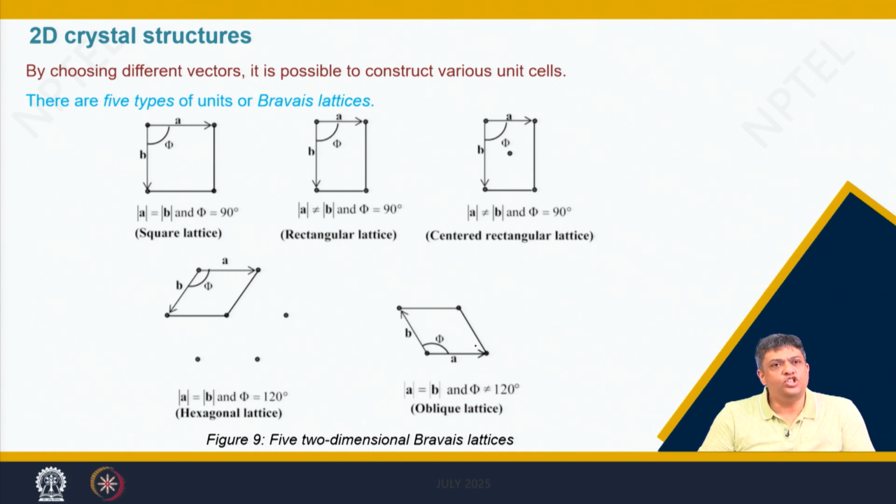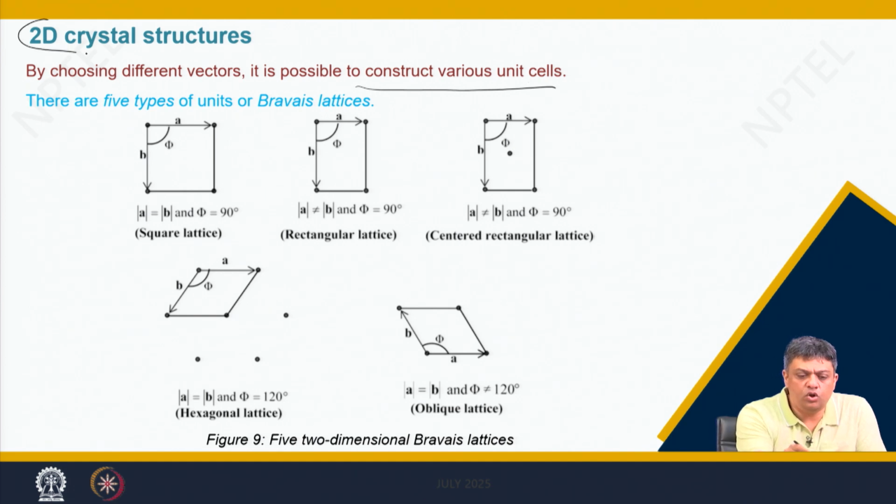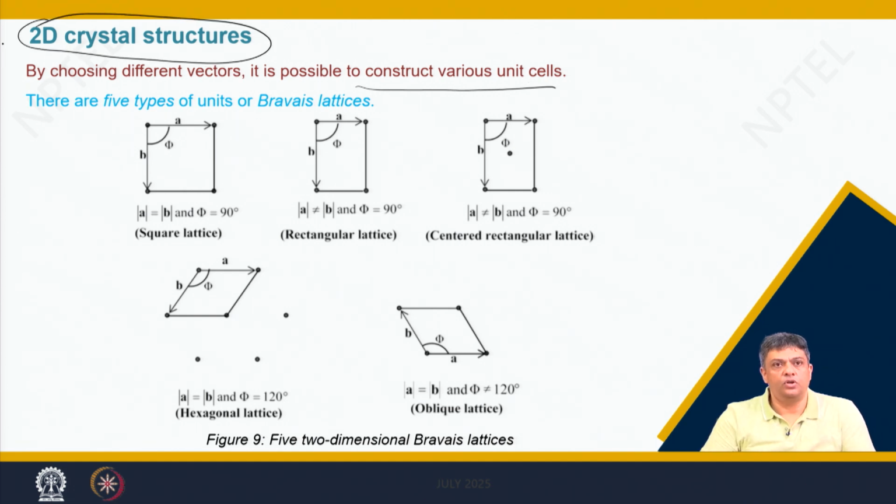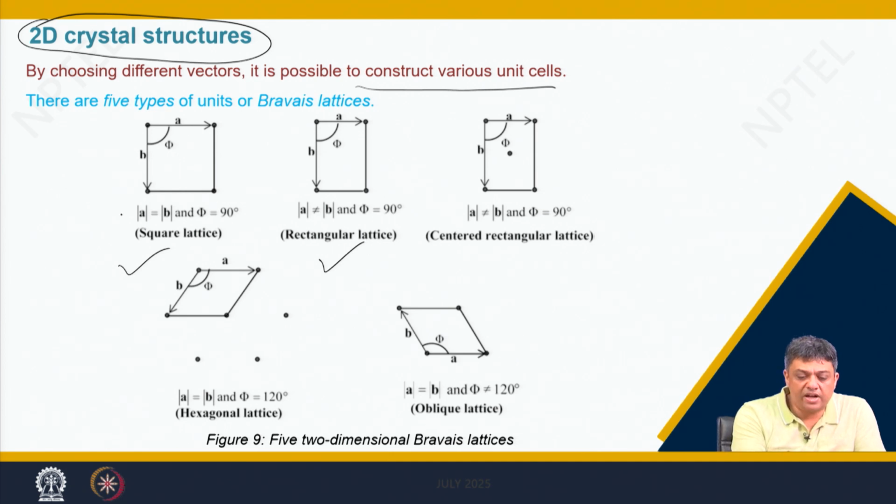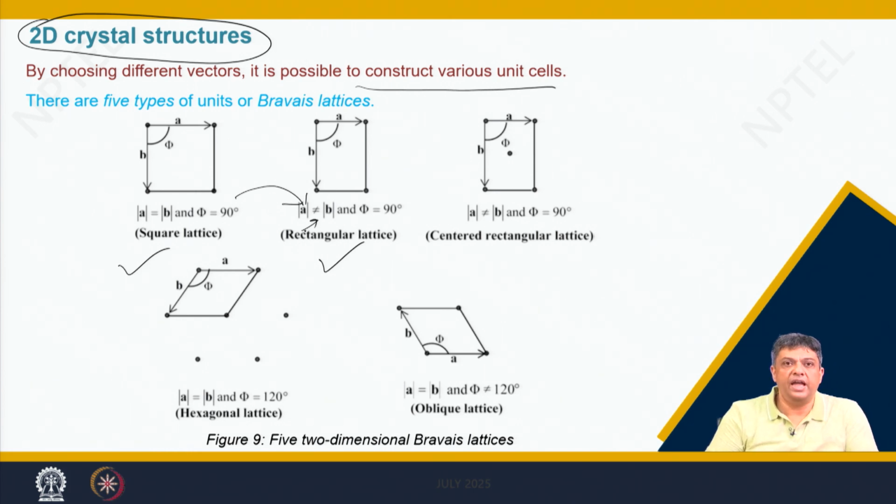Clearly, by choosing different vectors, you can construct various types of unit cells in 2D crystals. You can have square lattices, you can have rectangular lattices. Here, what have we changed? We have kept the angle the same, but we have changed the values of A and B.